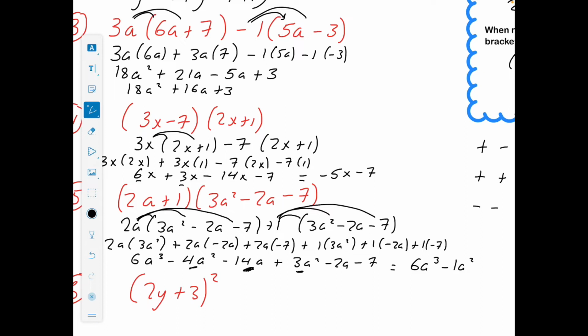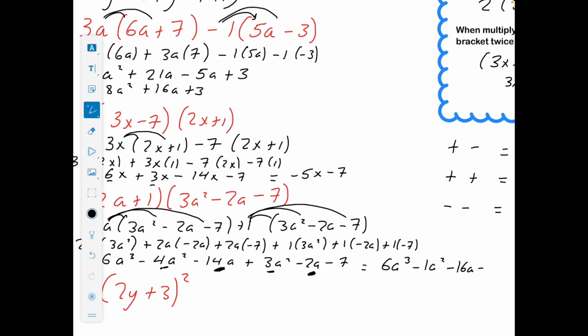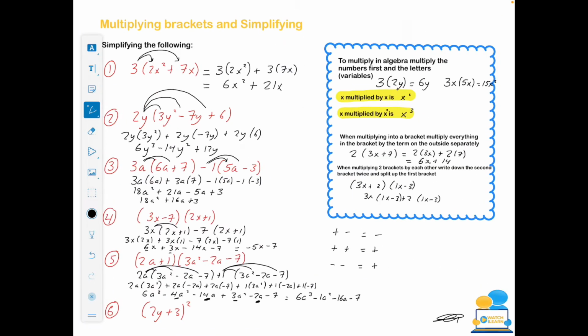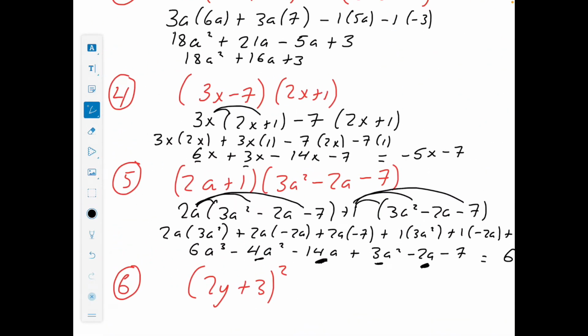Then we have minus 4a squared plus 3a squared. Minus 4 plus 3 will give me minus 1a squared. Then we have minus 14a minus 2a. That'll be minus 16a. Okay, definitely check that on the calculator because people tend to make small numerical mistakes with that, okay? And it's a little annoying to lose marks for that, so just always check that on the calculator. And then our only term without a variable is minus 7. So that will stay as minus 7.